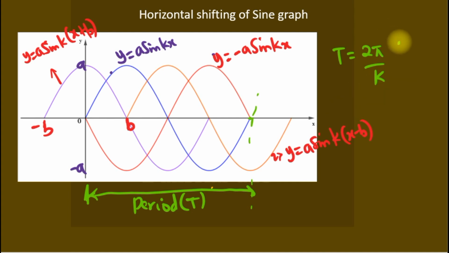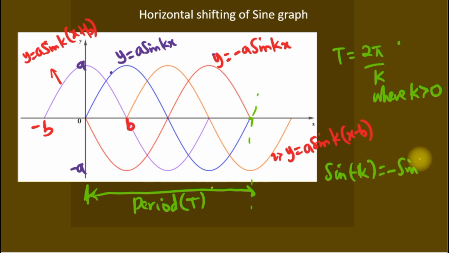And remember, k must be a number greater than 0. k must be a positive number. Or if it's a negative number, we use a property, that's the odd function property, that sine of negative k is minus sine k. So we use that property.